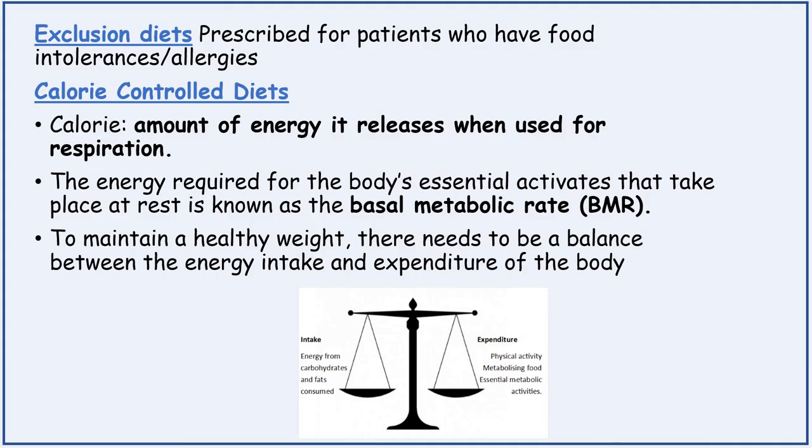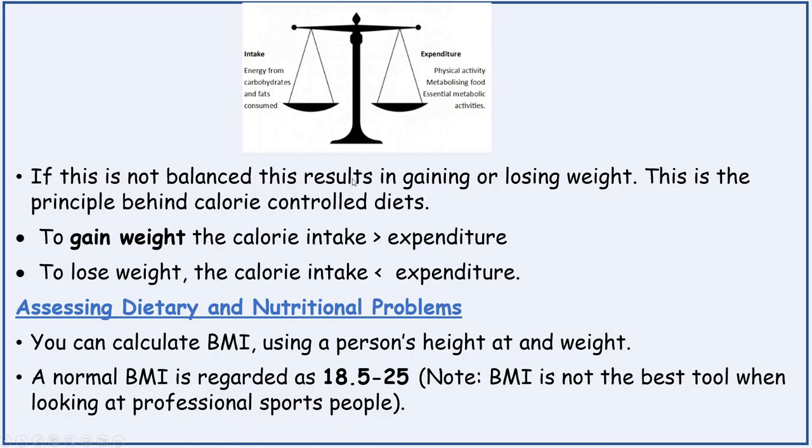To maintain a healthy weight, there needs to be a balance between the energy intake and the energy expenditure. So intake is from the things we eat, so energy from carbohydrates and fats. Expenditure is by physical activity, exercising, metabolic rate, etc. So it needs to be a balance between the two to maintain a healthy weight. If it's not balanced, this results in gaining or losing weight.